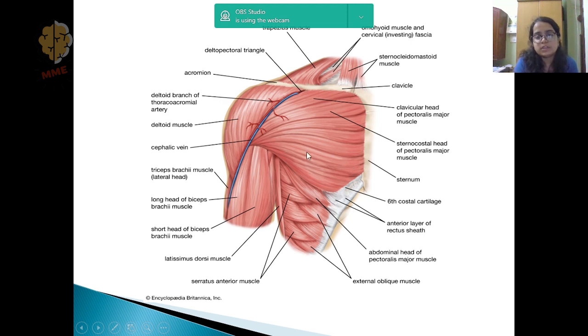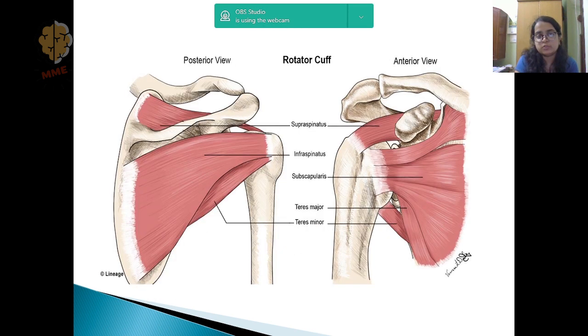Here you can see the pectoralis major muscle. It has a clavicular head and it has a sternocostal head. This is a deltoid muscle. This is the serratus anterior muscle, again a very important muscle for you guys. I am going to touch upon that later on in this video. So let's move on to the next slide.